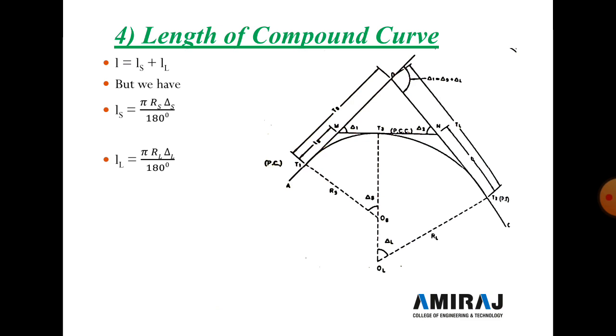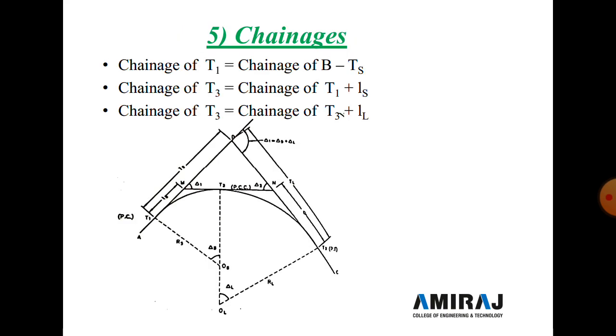The next equation for a compound curve is the length of the compound curve. The length L is equal to LS plus LL. Now LS is equal to pi RS delta S divided by 180, and LL is equal to pi RL delta L divided by 180. It is a common equation, a maths formula.